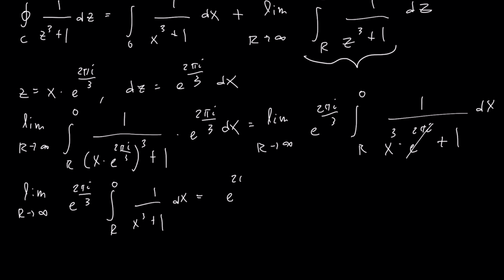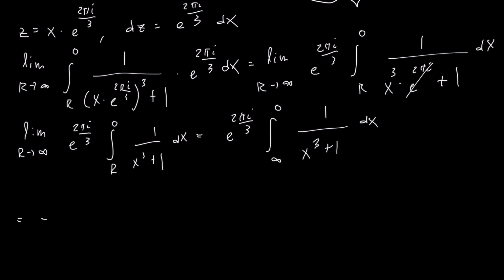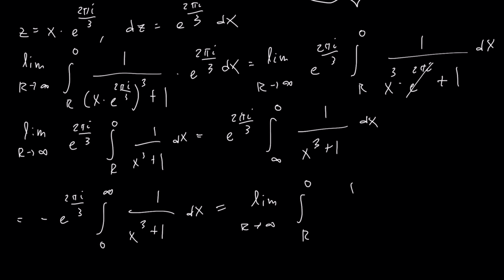So we have e to 2 pi i over 3, the integral from infinity to 0, 1 over x cubed plus 1 dx. And we can rewrite this as -e to 2 pi i over 3, but that's going to flip the bounds of integration. So you have the integral from 0 to infinity, 1 over x cubed plus 1 dx. So that's going to be equal to the limit as r approaches infinity of the integral from r to 0 of 1 over z cubed plus 1 dz.